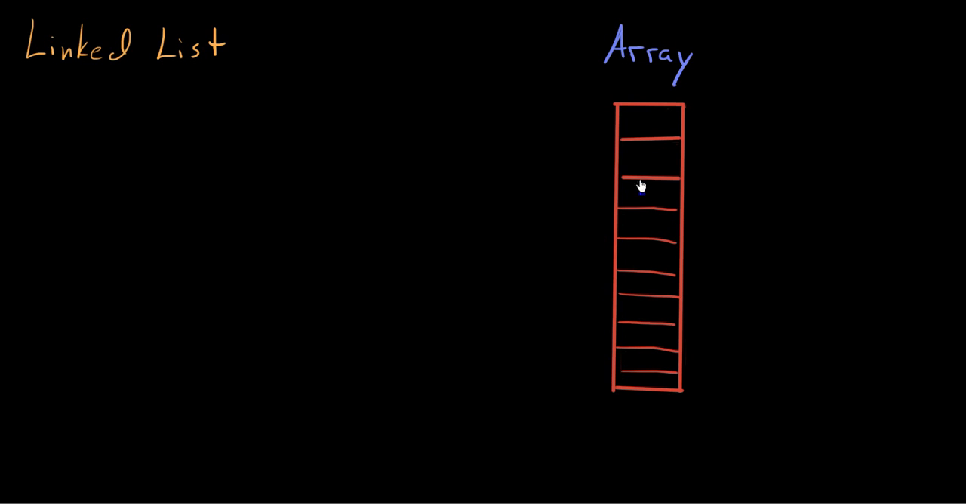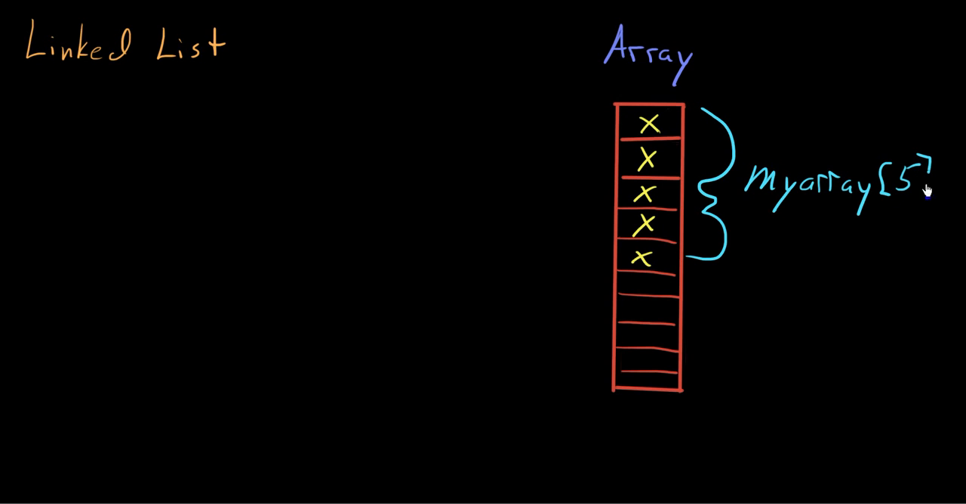With an array, when we declared my array, we'd say we're going to use 1, 2, 3, 4, 5, and this would be my array of size 5. With a linked list, we can actually do something different.